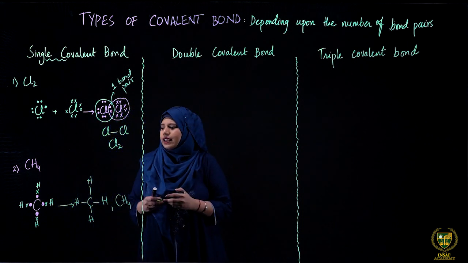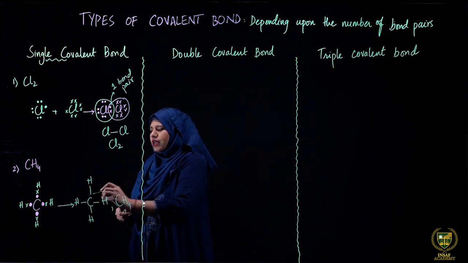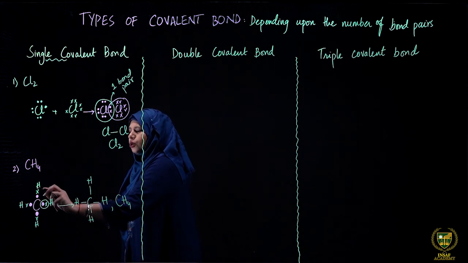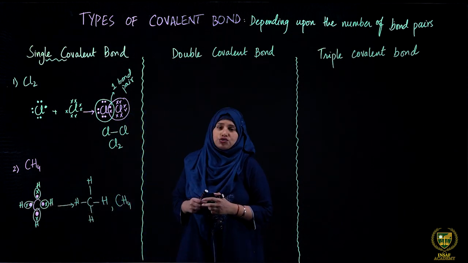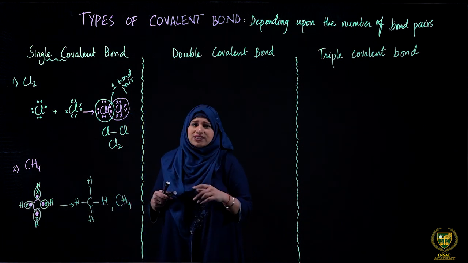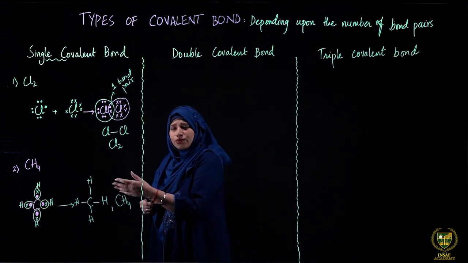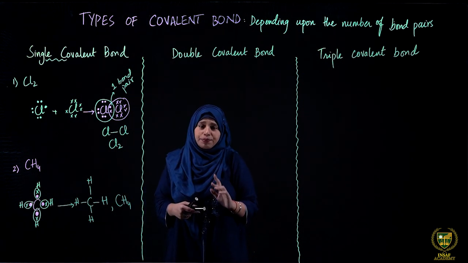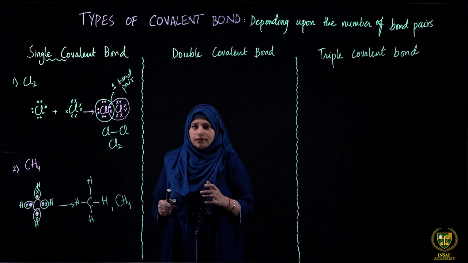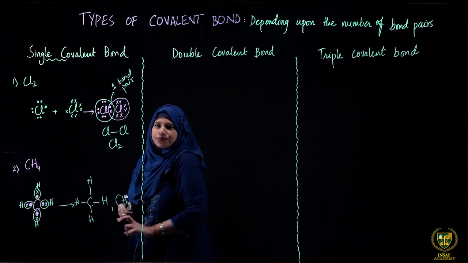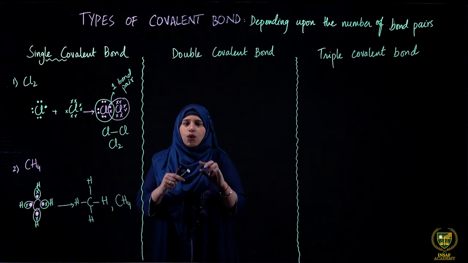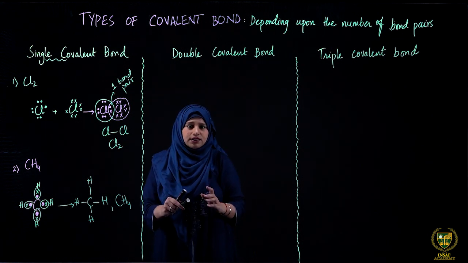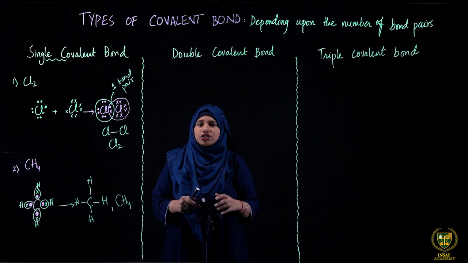As you can clearly see, only one bond pair is used over here, one bond pair over here, one bond pair over here, and one bond pair over here. But you will say that no, there are 4 bond pairs in total. But between two atoms there is only one bond pair, because one electron is being shared by each atom.